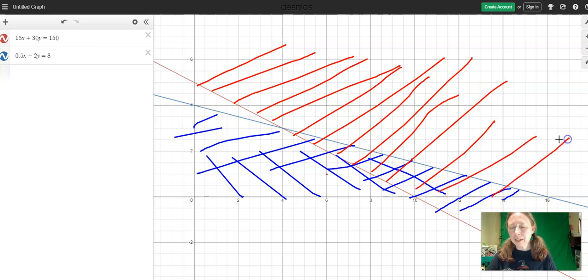Okay, and you can start to see there's a region where the red and the blue overlap. That region is that kind of triangle-y shaped region that's below the blue line and above the red line. So this green area is the sweet spot. That's where she can work a maximum of 8 hours and earn a minimum of $150.